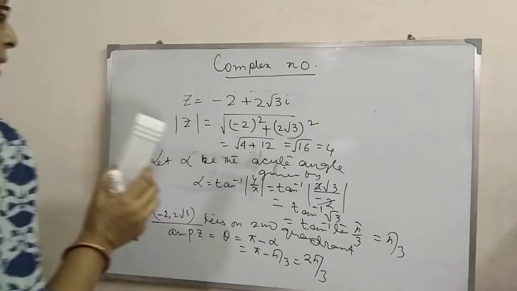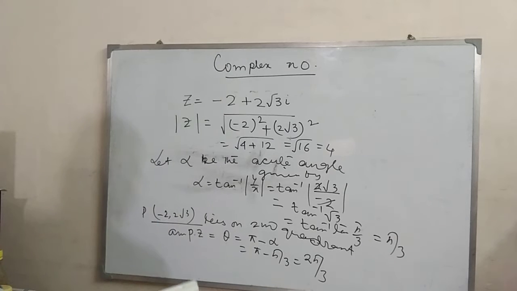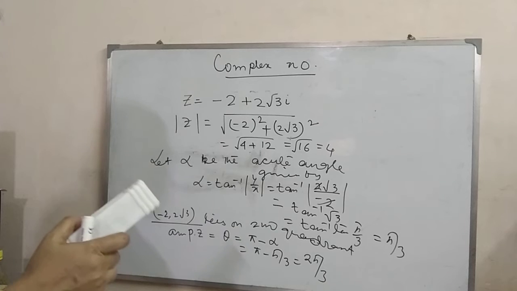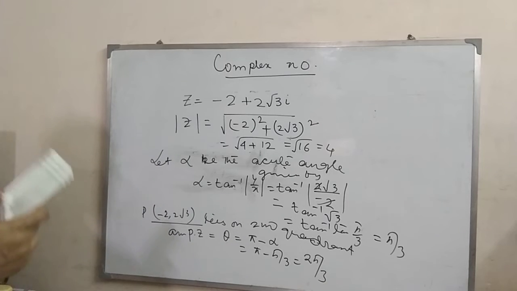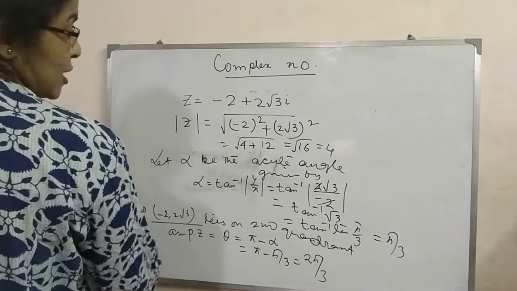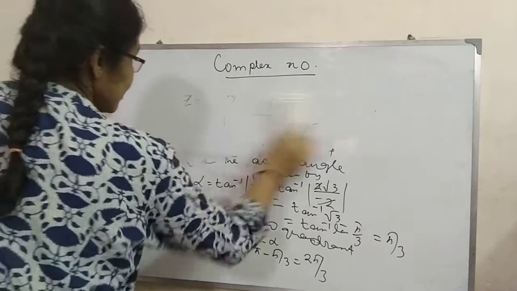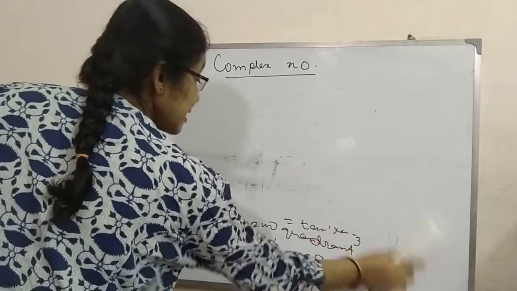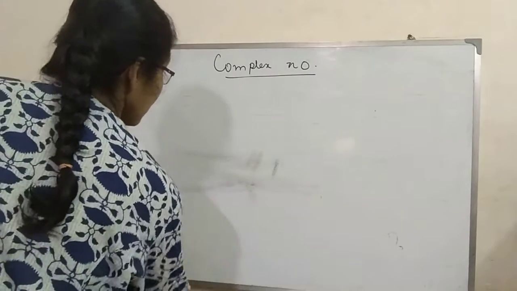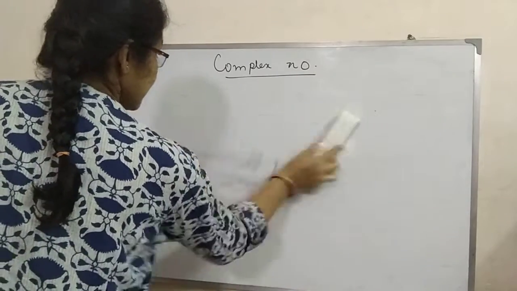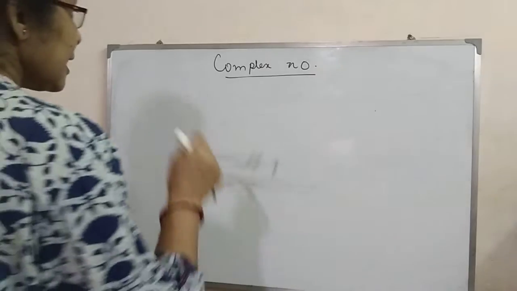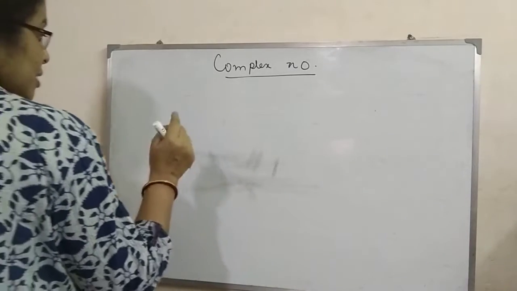I am telling again, you follow this procedure to solve the modulus amplitude form, otherwise your marks will be deducted. You must follow this rule. I had checked your copy, but it was missing, so I am telling you to follow this rule.